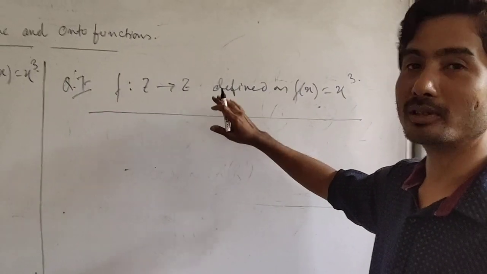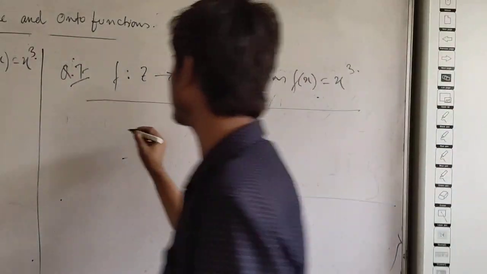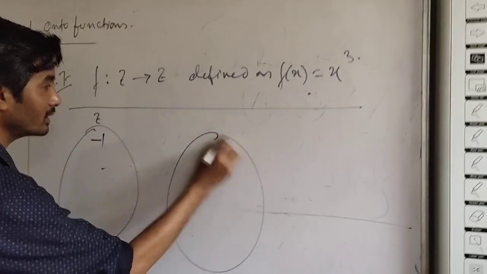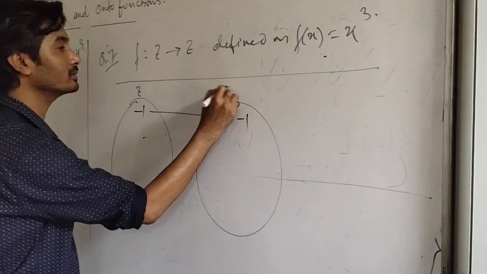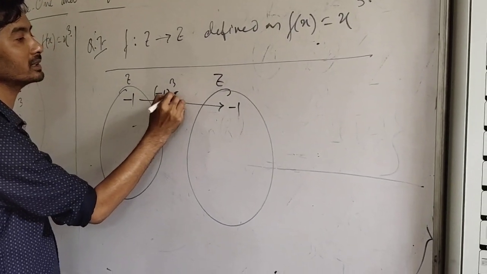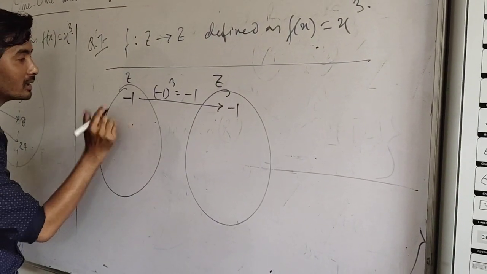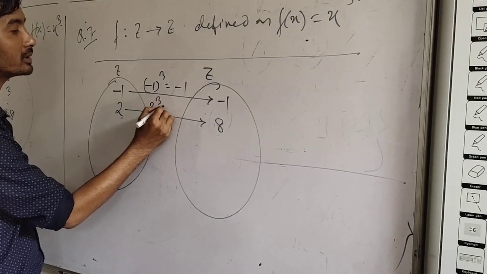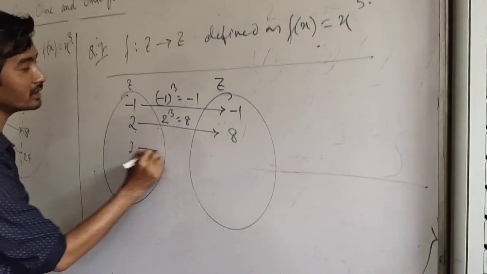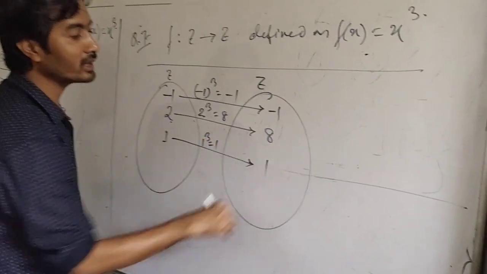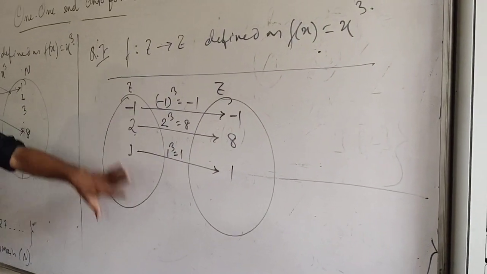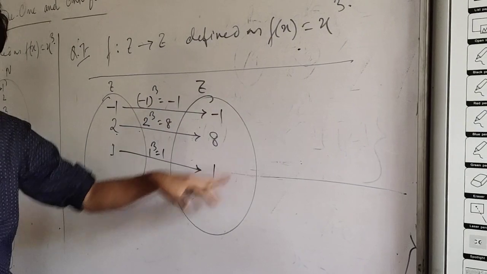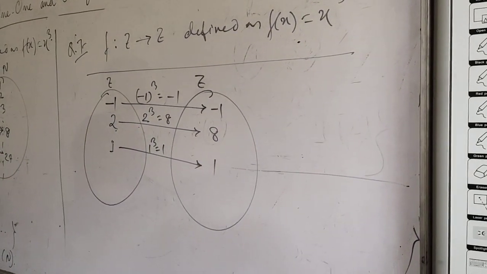And this function, I think, should be a one-one function, because see here in Z, if I take minus 1 here, this would give us the value minus 1, because minus 1 to the power 3 is minus 1. If I take, suppose, 2 here, 2 will have image 8, because 2 to the power 3 equal to 8. Suppose I take 1 here, 1 will have image 1 and so on. So in this way, it can be observed that distinct elements from the domain will have distinct images in our codomain, so the function is a one-one function.